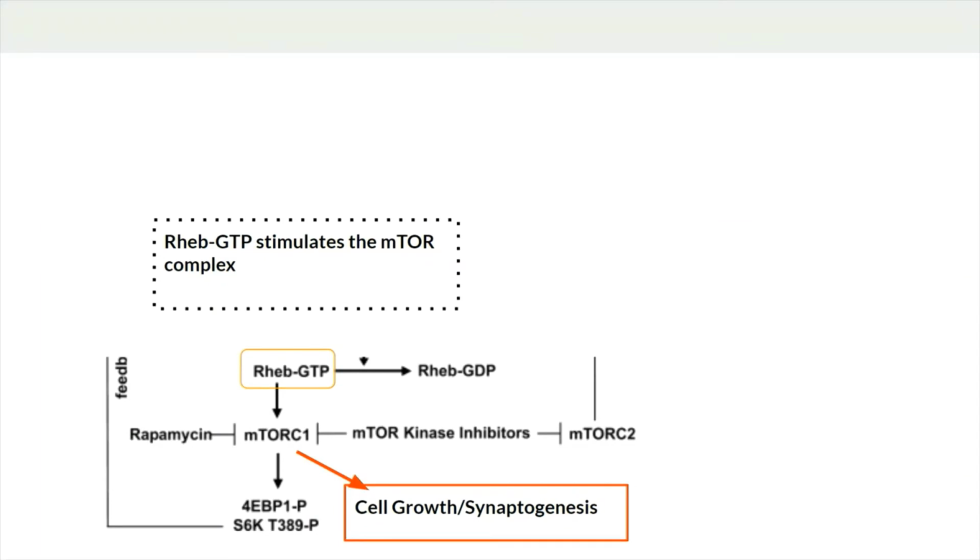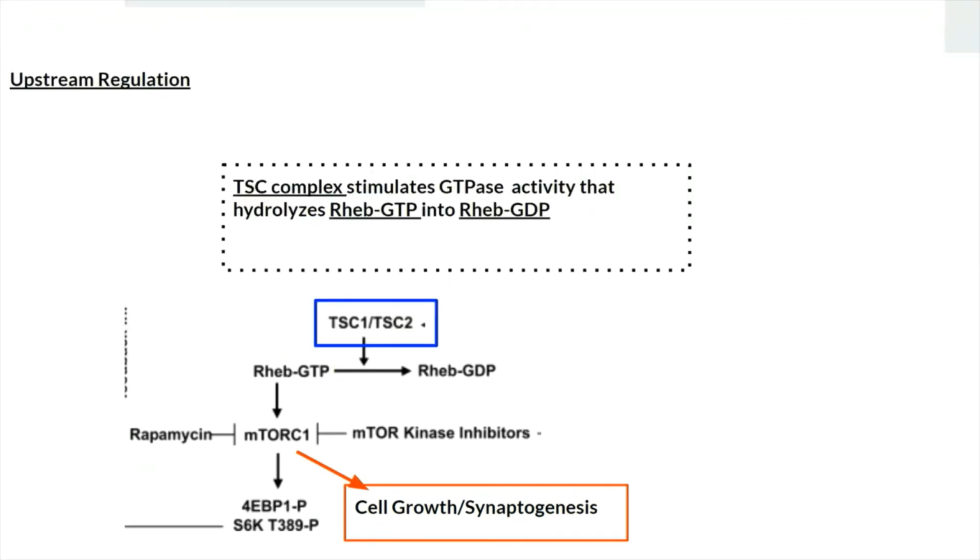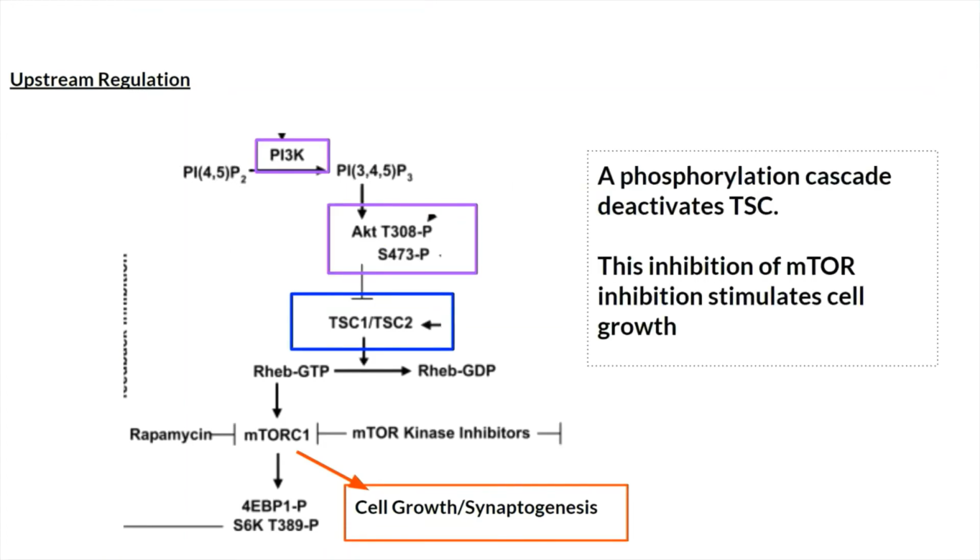mTOR is activated by Rheb-GTP. The TSC complex stimulates GTPase activity that hydrolyzes Rheb-GTP into Rheb-GDP. Rheb-GDP is not active and does not stimulate mTOR. The TSC complex inhibits mTOR by limiting its activator. When the cell wants to stimulate synapse formation, TSC is inhibited by a phosphorylation cascade. An inhibited TSC complex means that concentrations of Rheb-GTP will be high enough to activate mTOR.